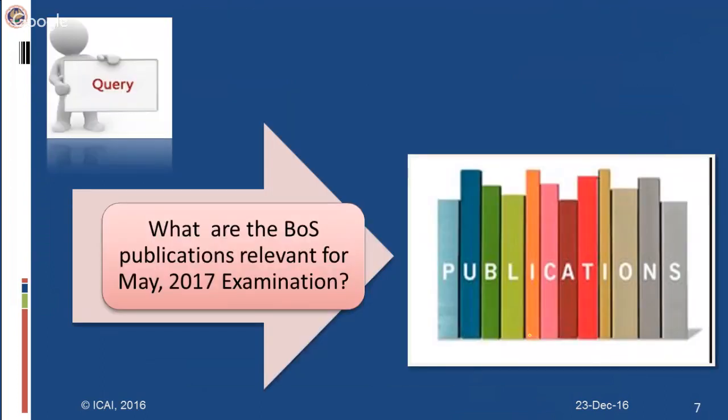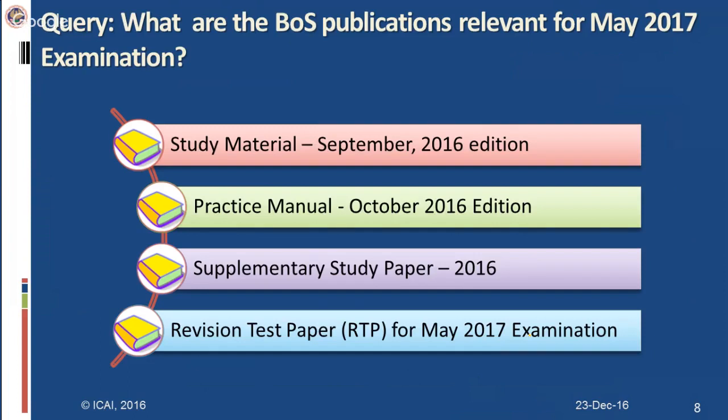Now, from where you should start your studies? There are certain ICAI publications which are relevant for May 2017 examination. What are these publications? First, the study material. The study material September 2016 edition is relevant for May 17 examination. However, students who have the old edition of the study material, that is the September 2015 edition, can read that study material along with the Supplementary Study Paper 2016. The Supplementary Study Paper 2016 covers the amendments made by the Finance Act 2016 plus the significant notifications and circulars issued from 1st May 2015 to 30th April 2016. So you should study the old edition of the study material along with the Supplementary Study Paper, while the new, revised edition is the September 2016 edition.